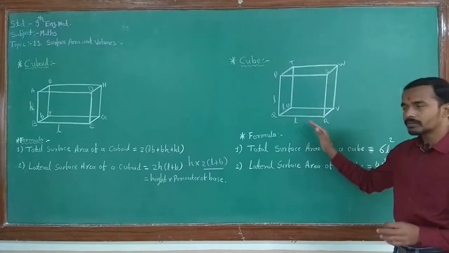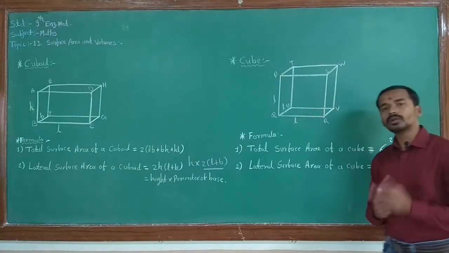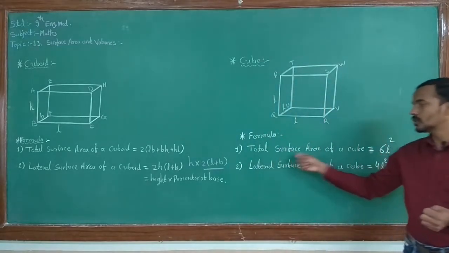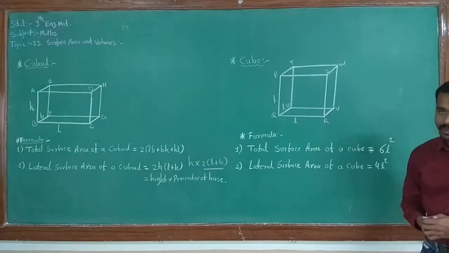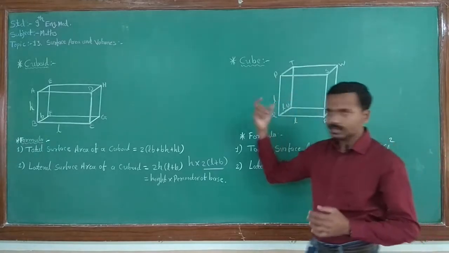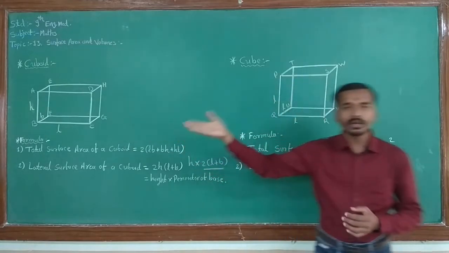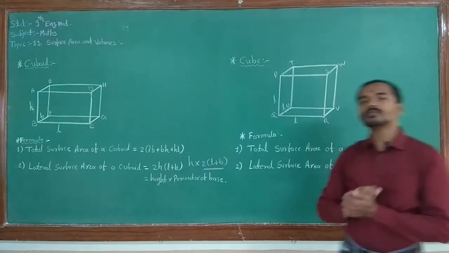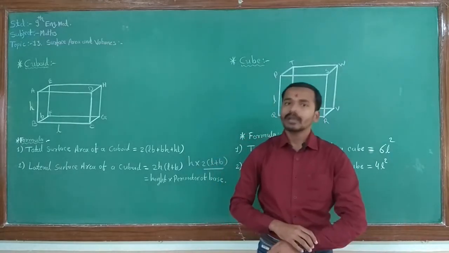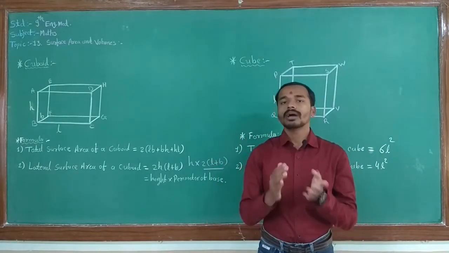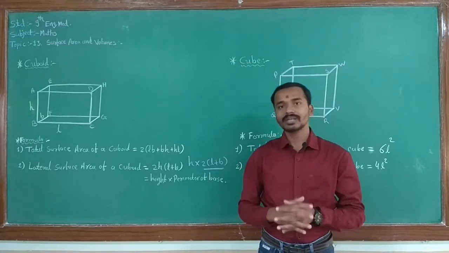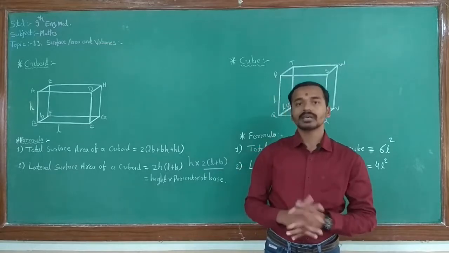Clear? So similarly for this cube also we need to learn two formulas. Which are the two? First, the total surface area of a cube. Same procedure. Here there are 6 squares, there it was 6 rectangles. The area of a square, all of you should know that formula. The area of a square is equal to what? L square. And how many square sides are there? Total 6 sides.